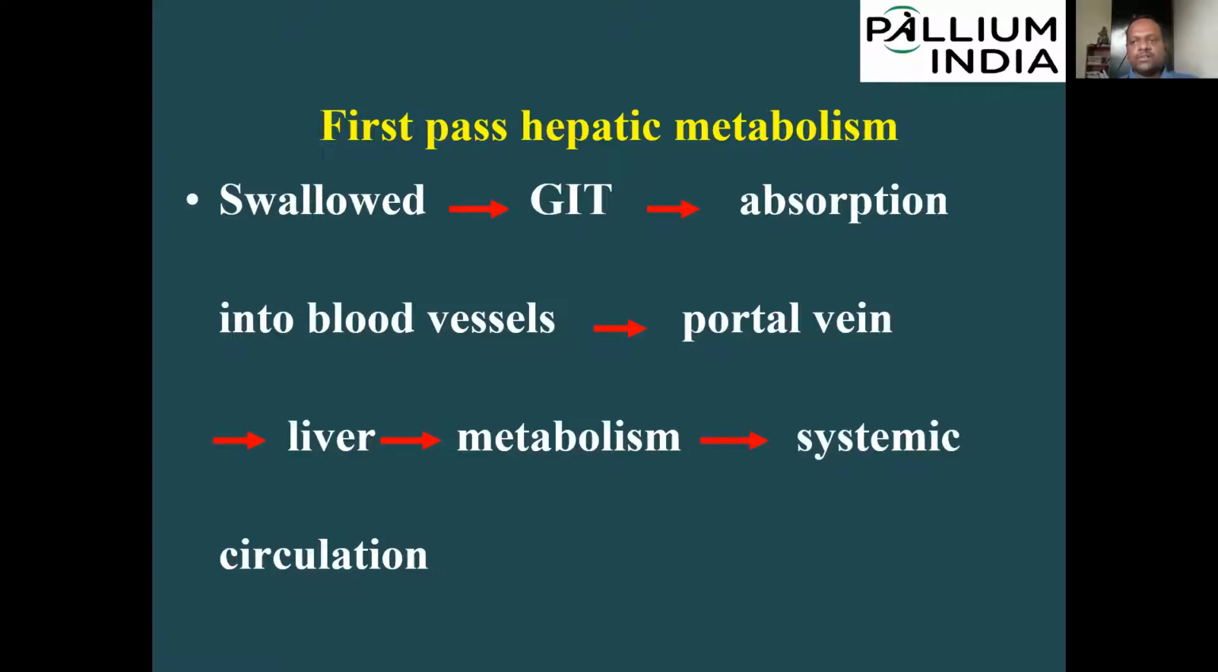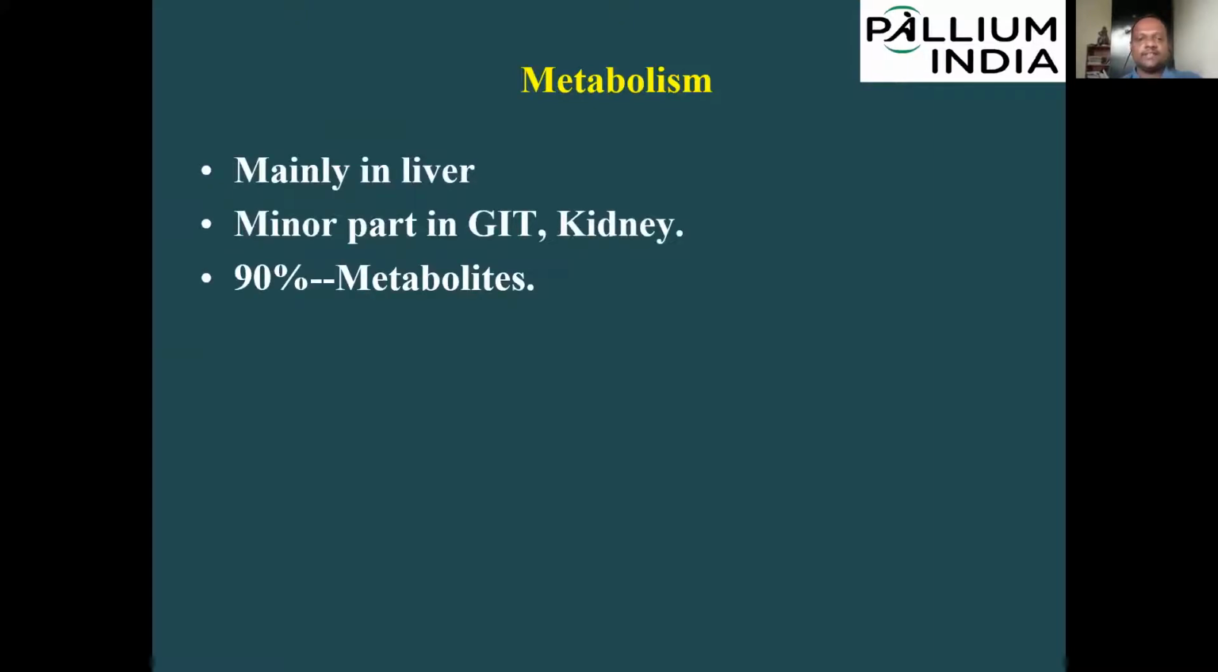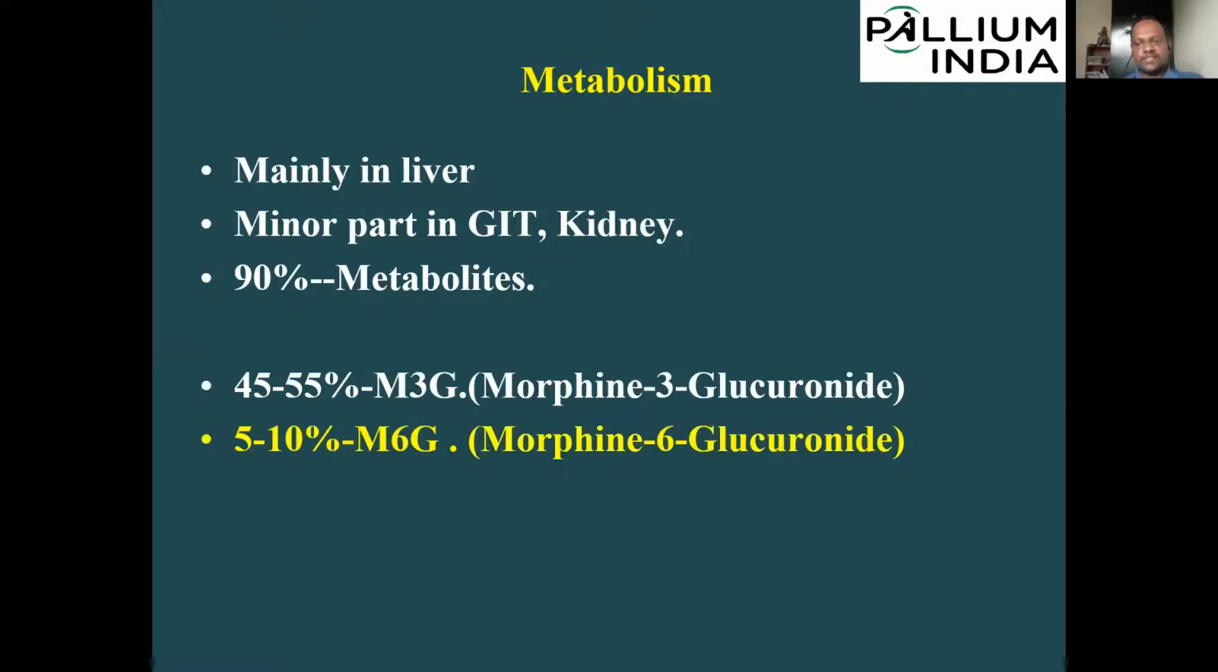So once you swallow, morphine goes into the GI tract and it is absorbed into the blood vessels of the intestine, from where it goes into the portal vein, from there to the liver, where the metabolism actually takes place. And these metabolites are liberated into the systemic circulation. So metabolism mainly takes place in the liver, but a minor part also in the GIT and kidney. And 90% of morphine will be converted into metabolites. The main metabolites are morphine 3 glucuronide, in short M3G, and M6G. M6G is formed only in small quantities, 5 to 10%. And this is the active component which will give you pain relief. M3G doesn't have much action in our body.